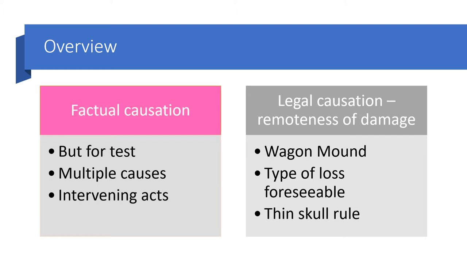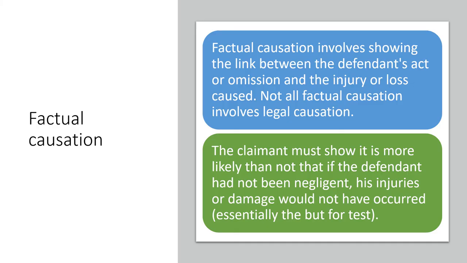Now factual causation, what we need to consider there is the test to establish factual causation first. What happens if there are multiple causes, and what's the effect of a novus actus interveniens or intervening act? So factual causation involves showing the link between the defendant's act or omission and the injury or loss caused. Now not all factual causation involves legal causation, so they are separate, but both are necessary for a claim in negligence. The claimant must show it's more likely than not that, if the defendant had not been negligent, his injuries or damage would not have occurred.